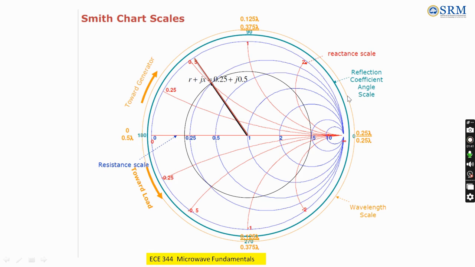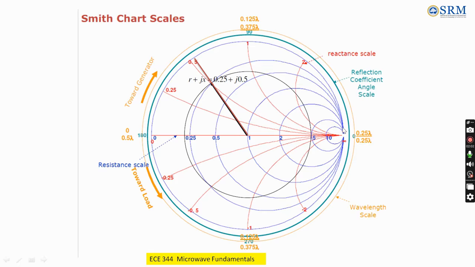And what about the third scale? That is the angle of reflection coefficient scale, which is given in this blue color. Here you can see angle 0, 10, 20, and like that it goes to 90 degrees, 180 degrees, and here 270, and again comes back to 360. So this is the angle of reflection coefficient scale, which is measured in the anti-clockwise direction.